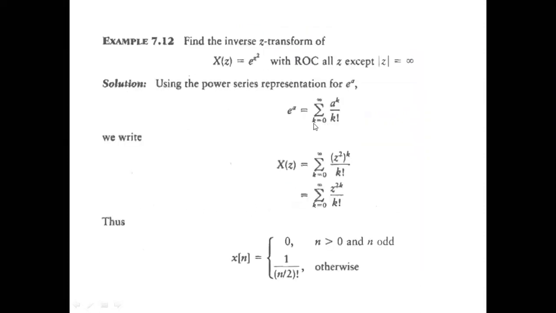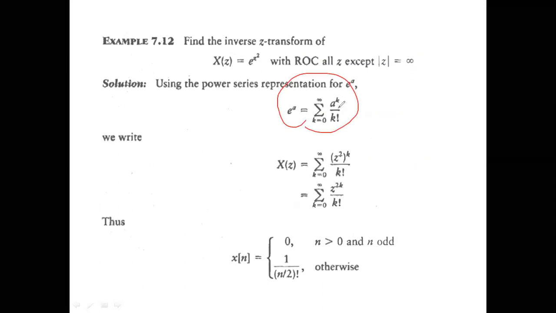On the same grounds, this expression has been written as alpha to the power k by k factorial, or a to the power k by k factorial. In place of a, what do we have? We have z square. So this is z to the power 2k divided by k factorial.